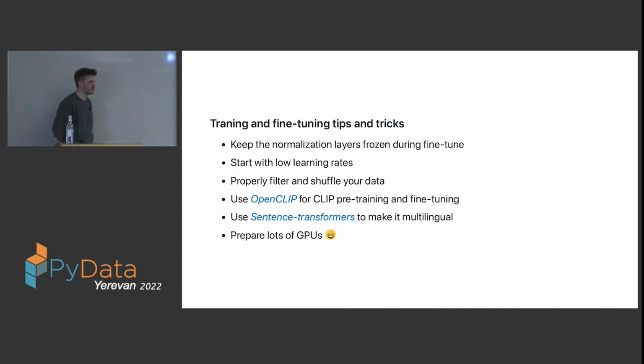The original repository for CLIP is not that good. There are no training scripts, no fine-tuning scripts, nothing actually, only the architecture. So if you want to train or fine-tune CLIP, try to use the OpenCLIP implementation by some guys from Google, as far as I remember, and Stanford. And for fine-tuning or this knowledge distillation of your textual model, use sentence transformers. That was already mentioned before. And yes, pre-training CLIP, and also fine-tuning CLIP, requires lots of GPU power. So be ready.